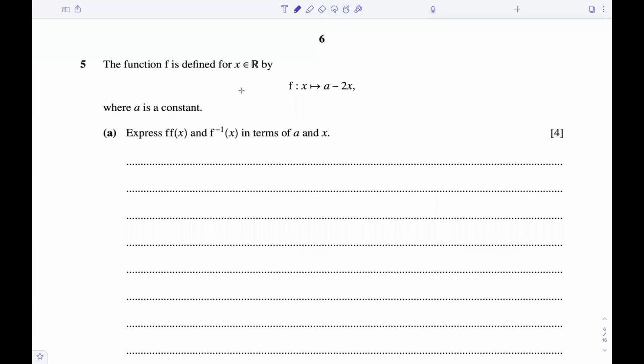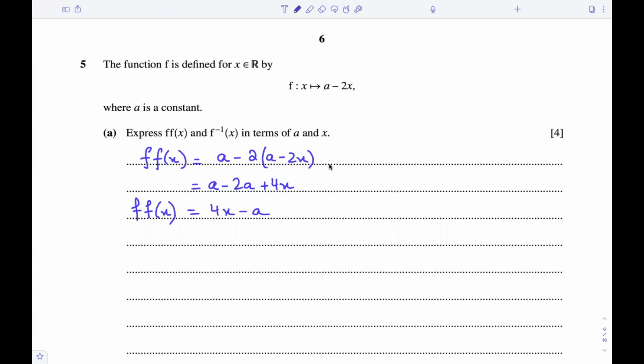In question 5, we have a function f of x, which is a minus 2x. We have to express f of f of x in terms of a and x. So for f of f of x, in the function f, we will replace the x by the function f, which is a minus 2x. Simplifying this, we get a minus 2a plus 4x. So this becomes 4x minus a.